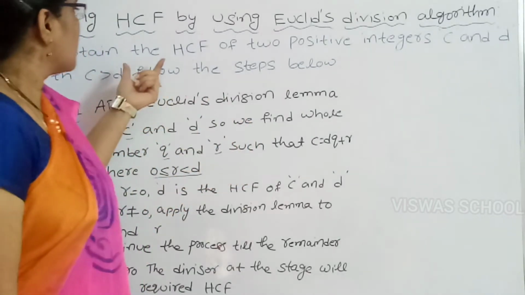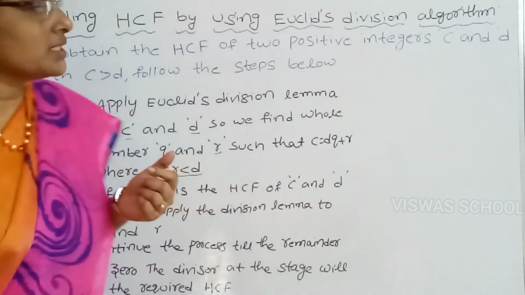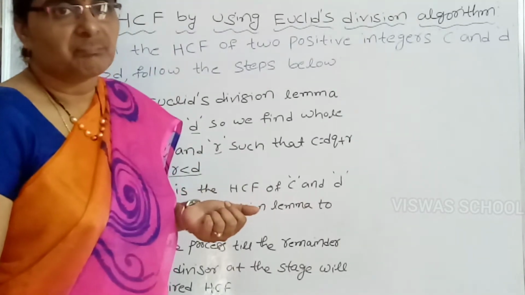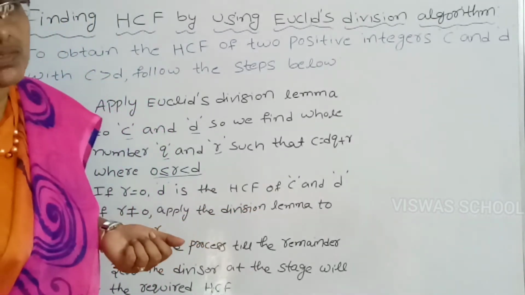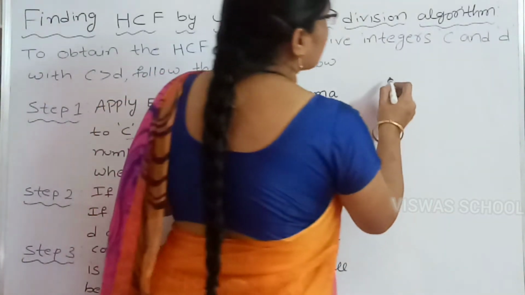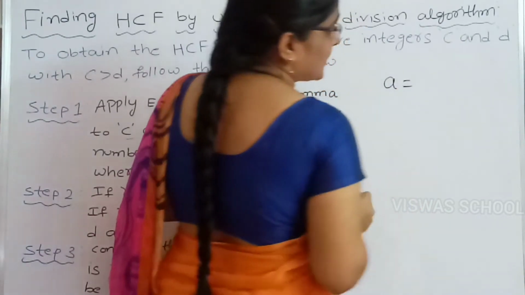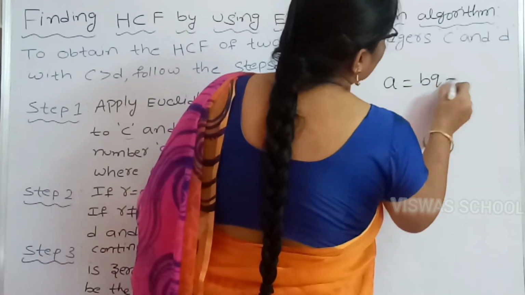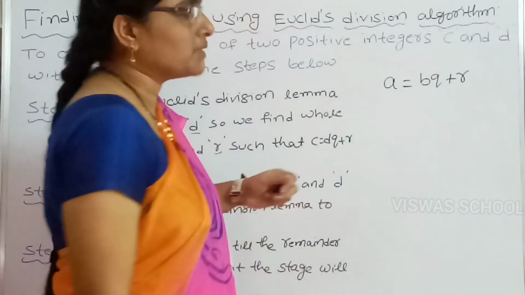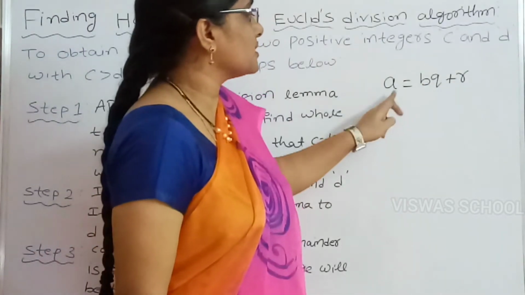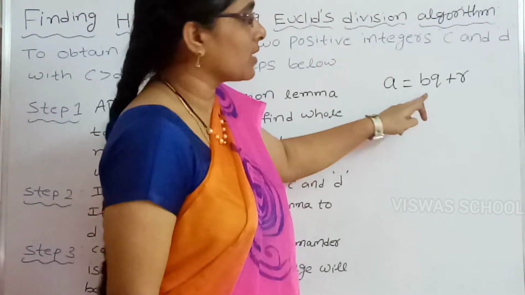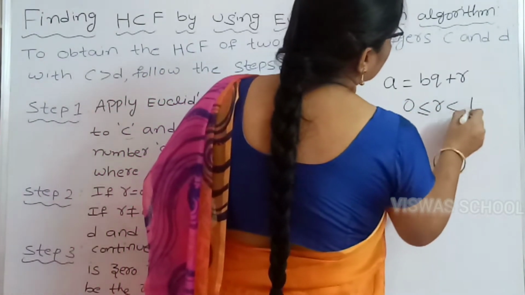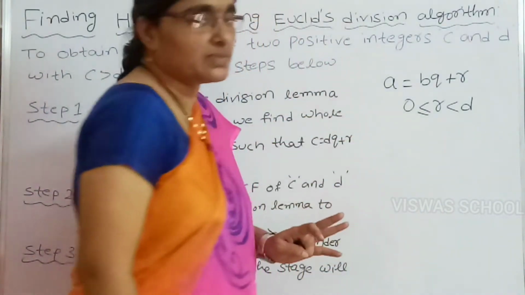To obtain the HCF of two positive integers c and d, with c greater than d, we have to follow these steps. Already we discussed Euclid's division lemma. What is that lemma? For any two positive integers a and b, there exist unique numbers q and r such that a equals bq plus r, where 0 is less than or equal to r, which is less than b. This is the Euclid division lemma.